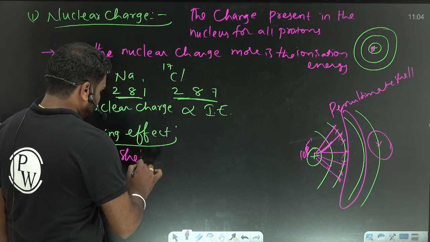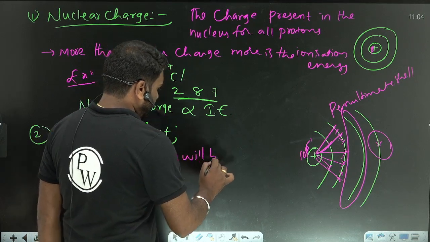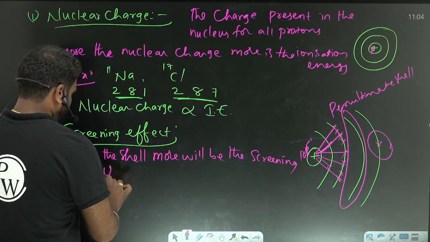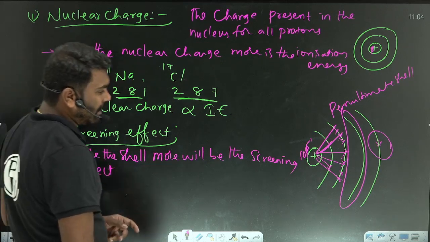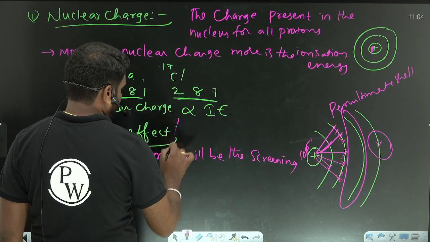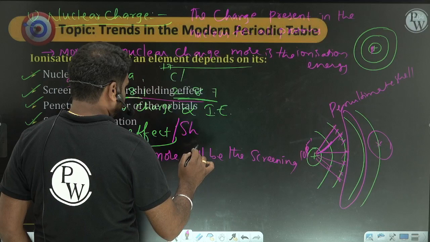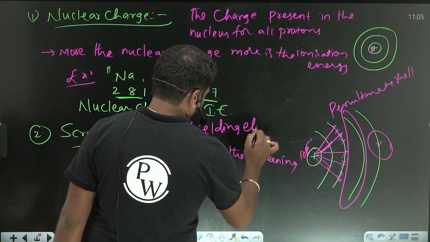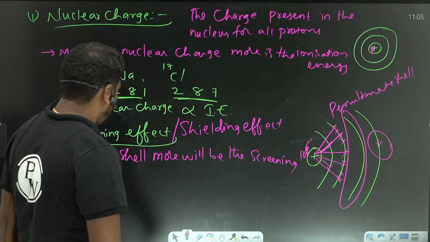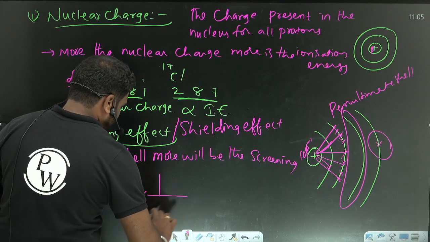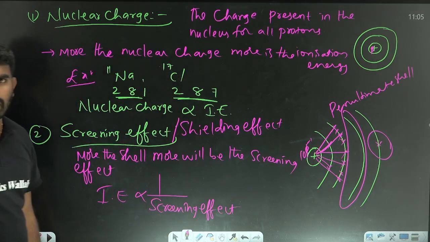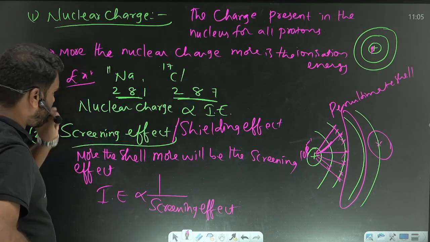More the shells, more will be the screening effect. Screening effect is also called shielding effect. More the shells, more is the screening effect or shielding effect. If more is the shielding effect, less is the ionization energy. So we can write: ionization energy is inversely proportional to the screening effect.